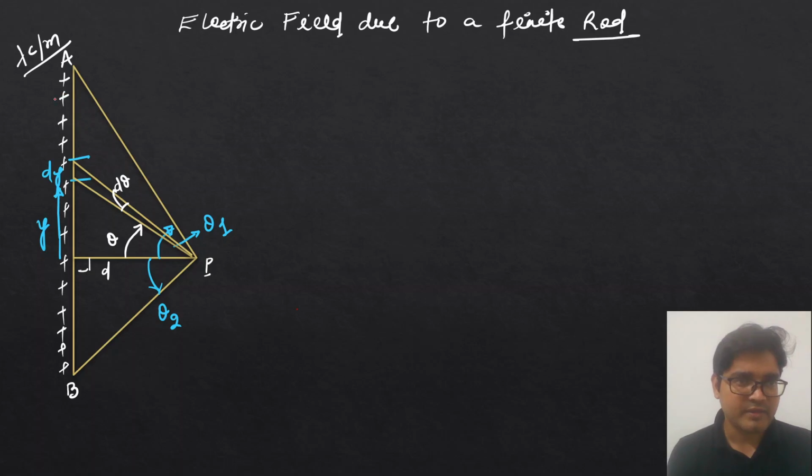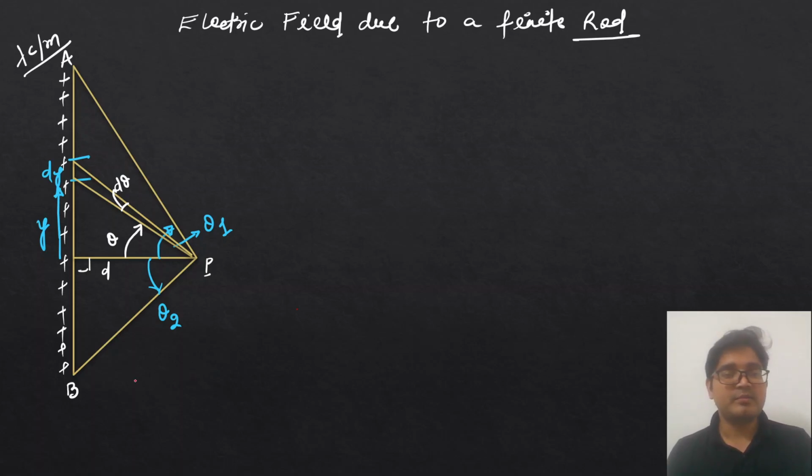So a rod of length AB is given here, right? The length of this AB, as you can see, is finite, and a charge is uniformly distributed across the length of this rod. That's why the term lambda has been defined here, because lambda is the linear charge density, which is lambda coulomb per meter. And at a perpendicular distance of d from this rod, there is a point P, and at this point P you are supposed to calculate the electric field due to this rod AB, right?